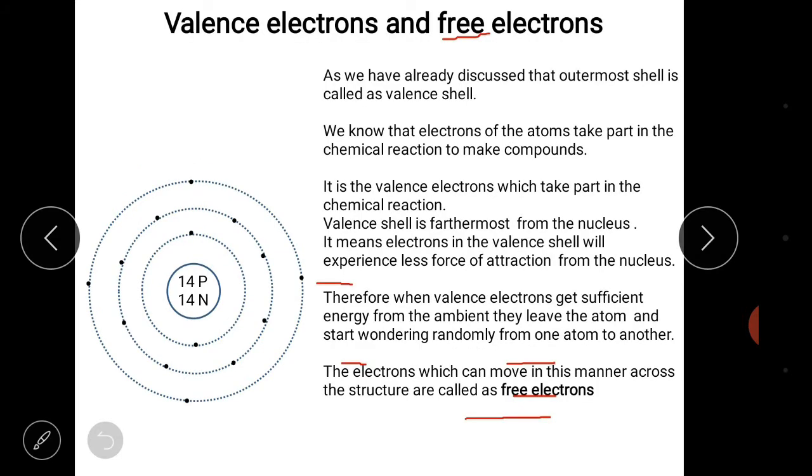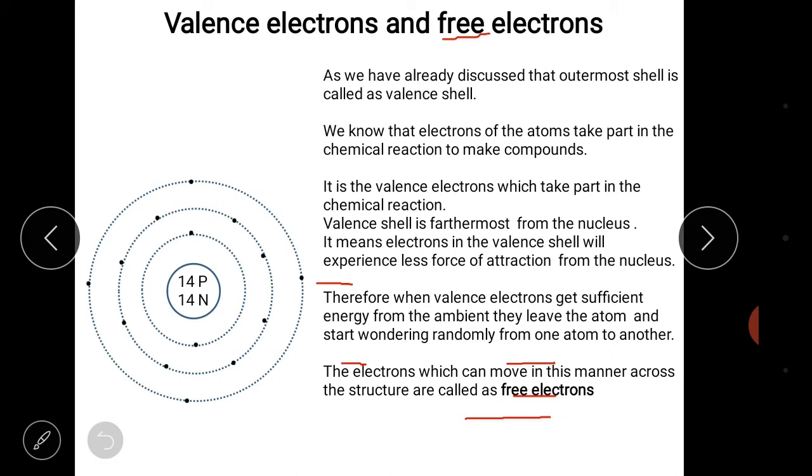We have studied the valence electrons and bound electrons. Now we will study the free electrons. As we have already discussed, the outermost shell is called the valence shell. We know that electrons of the atom take part in chemical reactions to make compounds. It is the valence electrons which take part in the chemical reaction. The valence shell is farthest from the nucleus. It means electrons in the valence shell will experience less force of attraction from the nucleus.